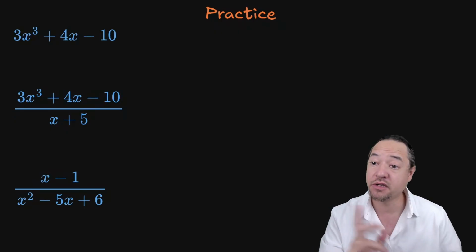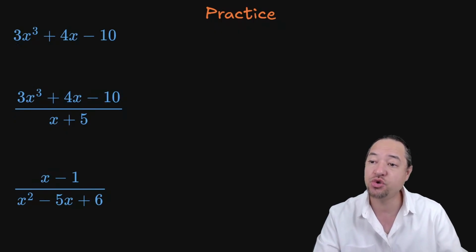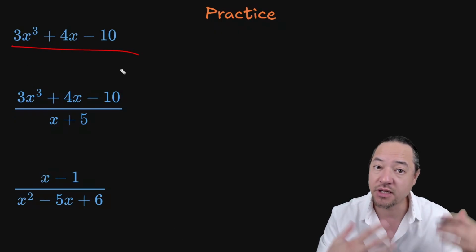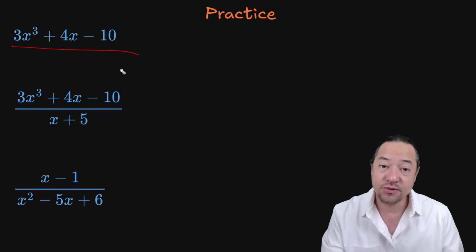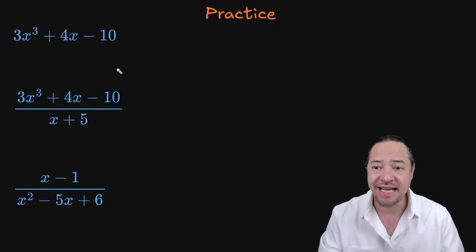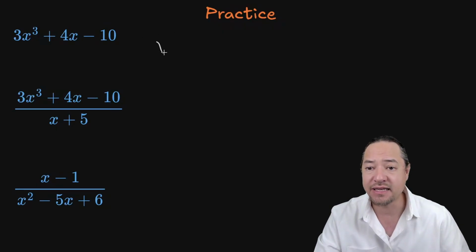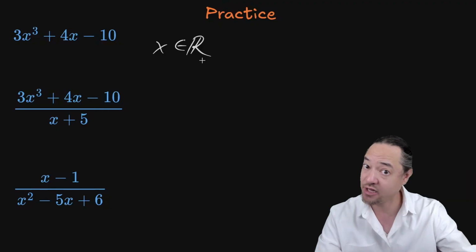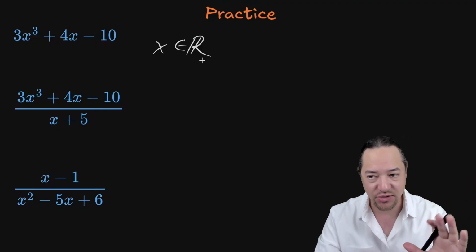All right, so let's take a look at this first one, 3x cubed plus 4x minus 10. Well, here, there is no denominator. Denominator is just 1, so we don't have to worry about that. And x can be anything. x can be any number that is real. Any real number here works. So x is just an element of the set of real numbers, and that's good enough.